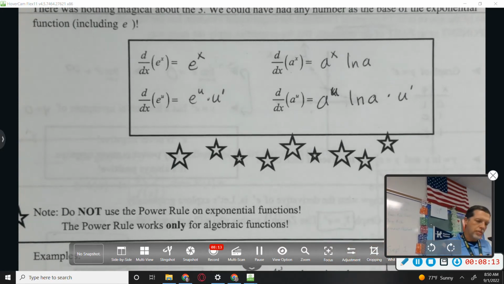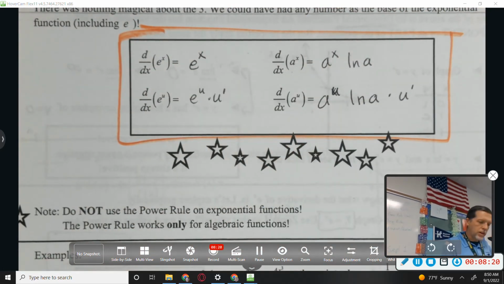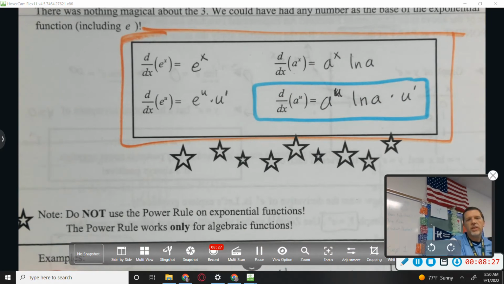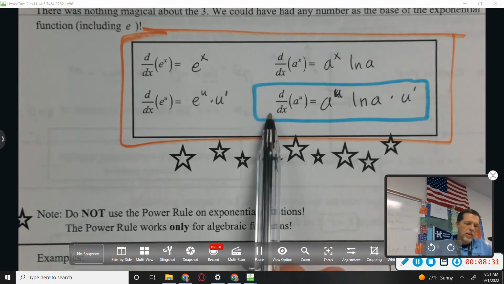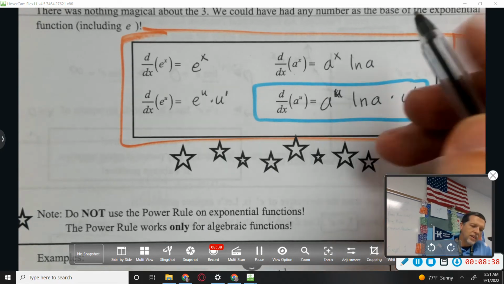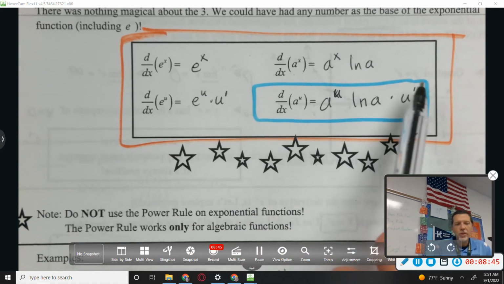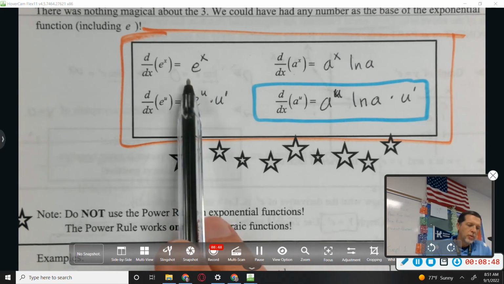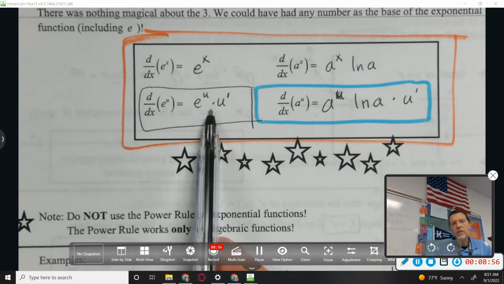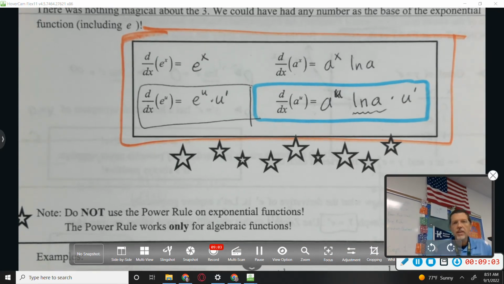So you absolutely, absolutely must know these rules. But truly, if you wanted to get by with just memorizing one of them, you could memorize the most complicated one, and that covers all the rest of them. So if a is e, then this just devolves into this one. And if u is x, then it devolves into this one. So that's the full one. If you memorize that one, you've got them all covered. But most people basically memorize these two, because usually there's a chain rule involved. So don't forget the chain rule, and then don't forget this extra natural log if the base is not e.